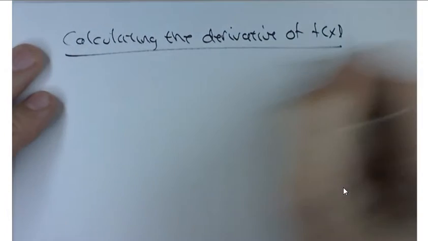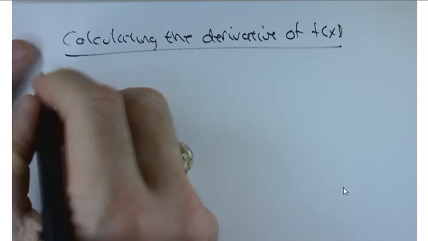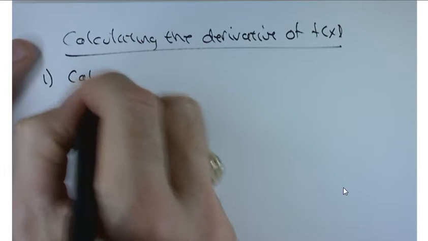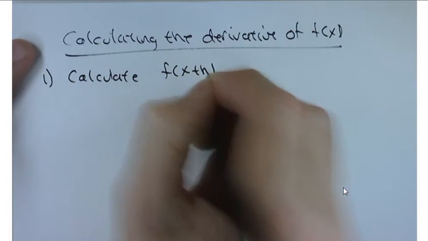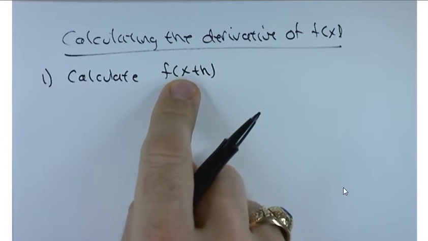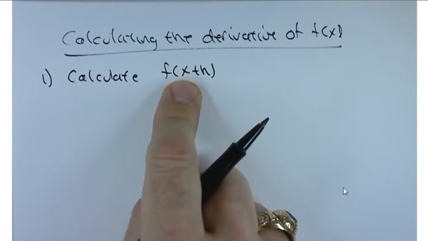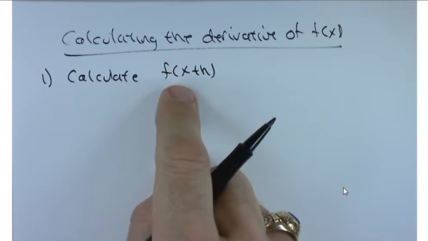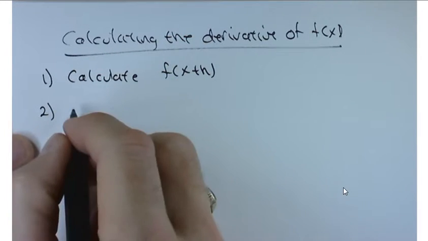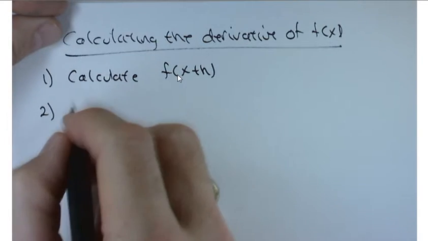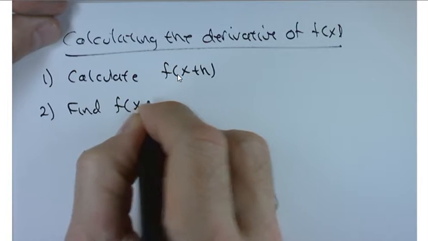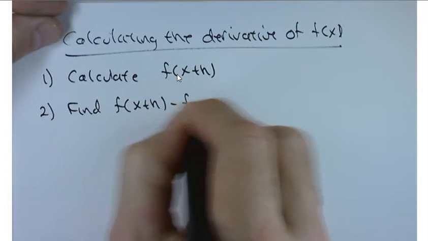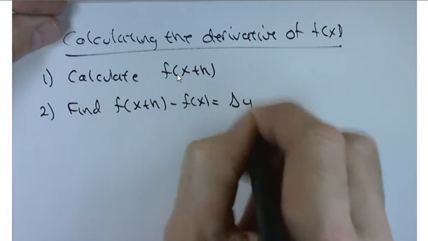So, similar steps. We already know what f of x is. That's going to be given. So the first step is to calculate f of x plus h. Now notice I'm not putting in a specific value. I'm still using this general value of x. And a lot of this work is going to look very similar. The second step is to find f of x plus h minus f of x. And as before, I'm going to call that delta y.